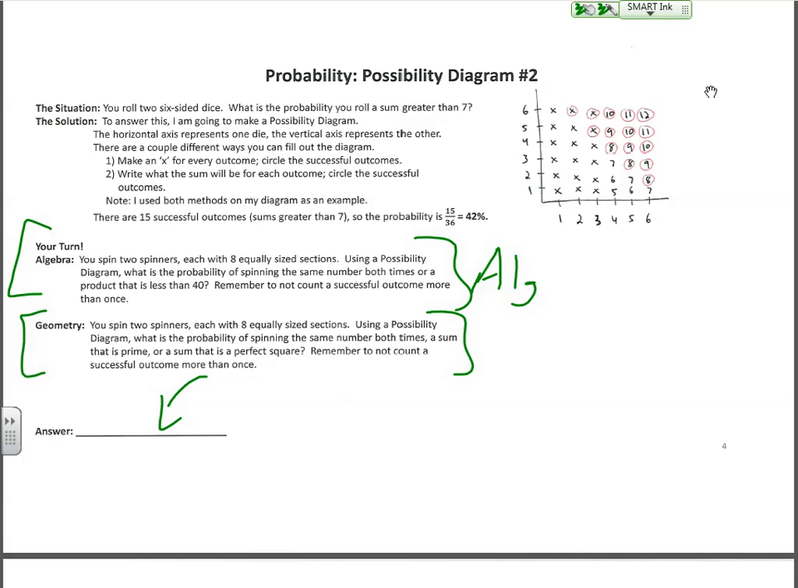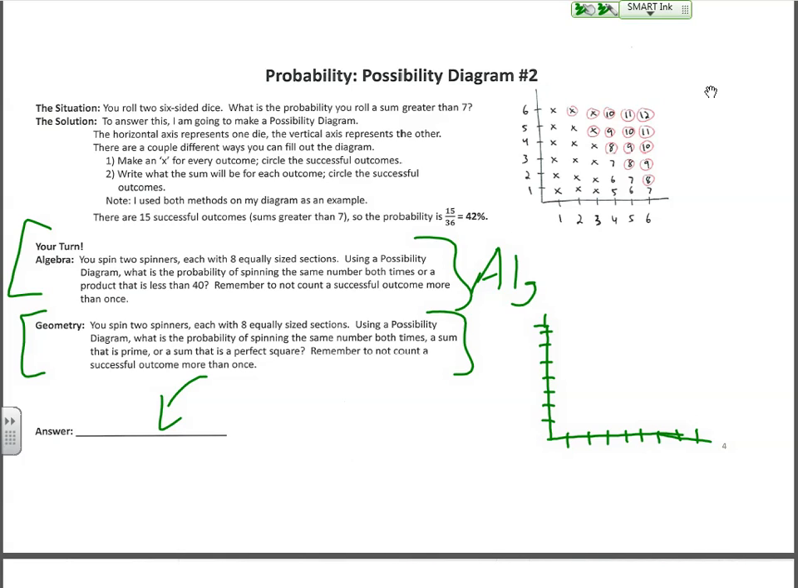You spin 2 spinners, each with 8 equally sized sections. So just like our algebra probability hint that we talked about, you've got 1, 2, 3, 4, 5, 6, 7, 8, right? And then 8 going up, 1, 2, 3, 5, 6, 7, 8, right? Using a possibility diagram, what is the probability of spinning the same number both times, a sum that is prime, or a sum that is a perfect square? And you don't want to count the same outcome more than once.